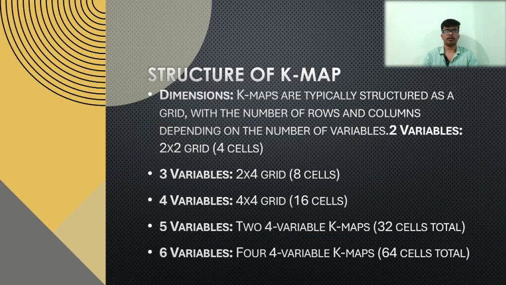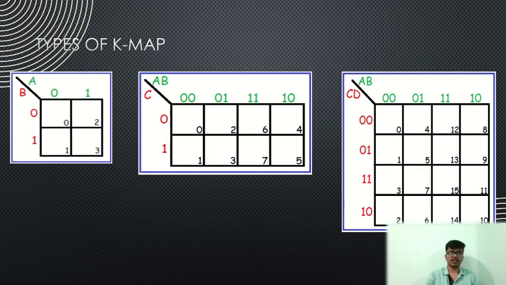Now let's know the structure of K-map. Dimensions. K-maps are typically structured as a grid with the number of rows and columns depending on the number of variables. For two variables, we have a 2x2 grid that consists of 4 cells. For 3 variables, we have a 2 into 4 grid that consists of 8 cells. For 4 variables, we have a 4 into 4 grid, 16 cells. For 5 variables, we have two 4 variable K-maps that consist of 32 cells. For 6 variables, we have four 4 variable K-maps that consist of 64 cells in total.